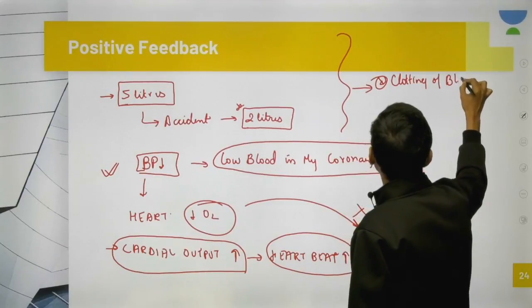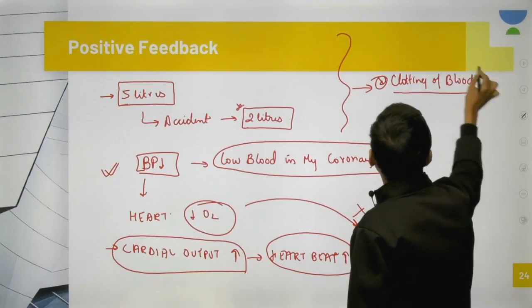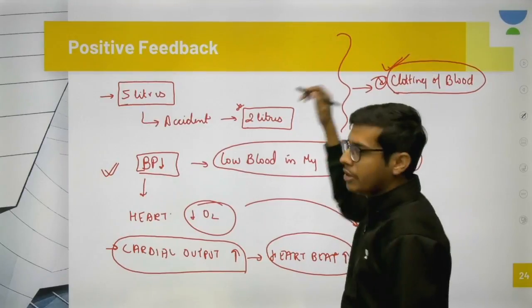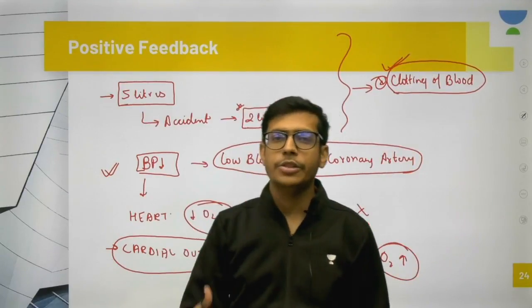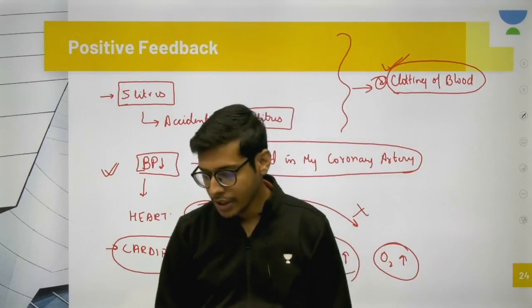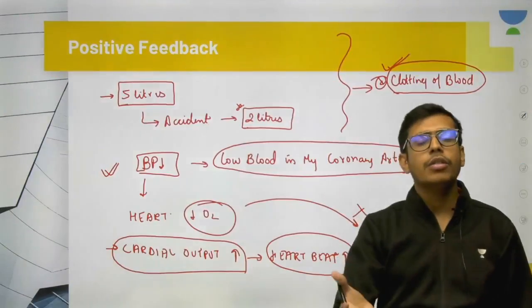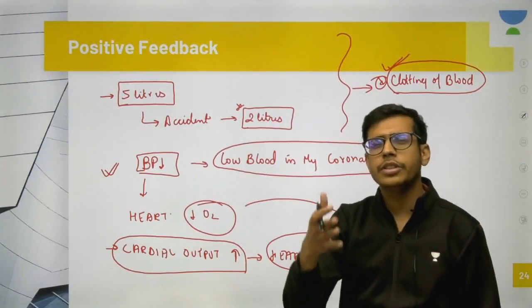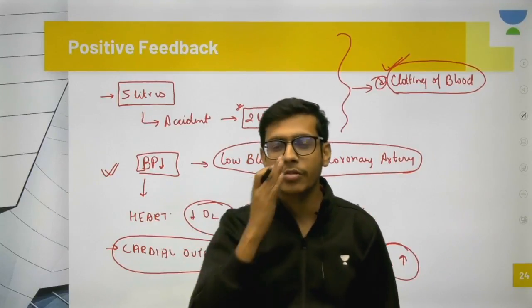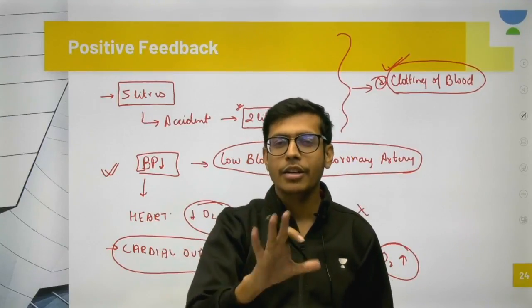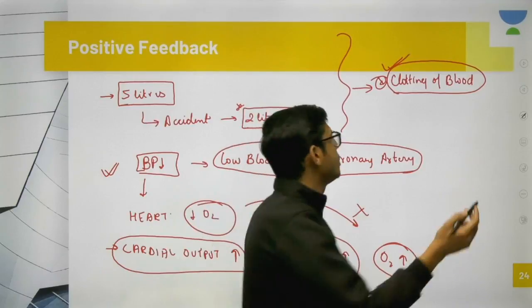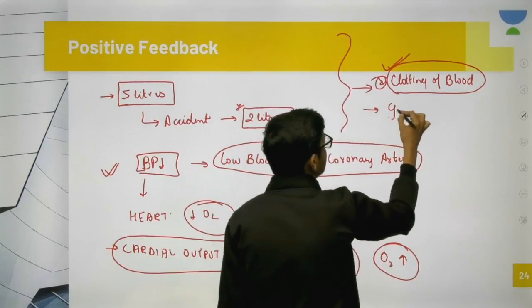Clotting of blood again is a positive feedback mechanism which will save your life, right? And then one more positive feedback mechanism that will save your life is generation of nerve impulse, conduction and generation of nerve. Again here opening, right? Positive feedback mechanism.